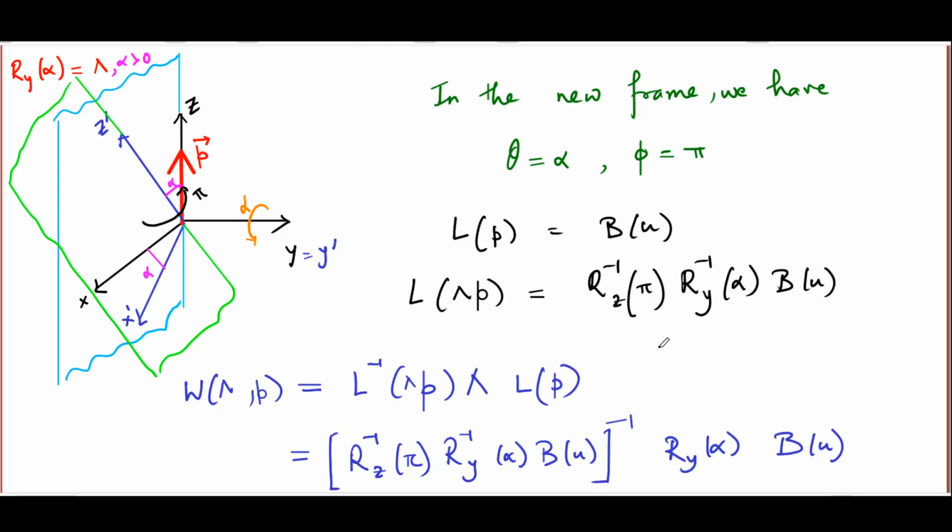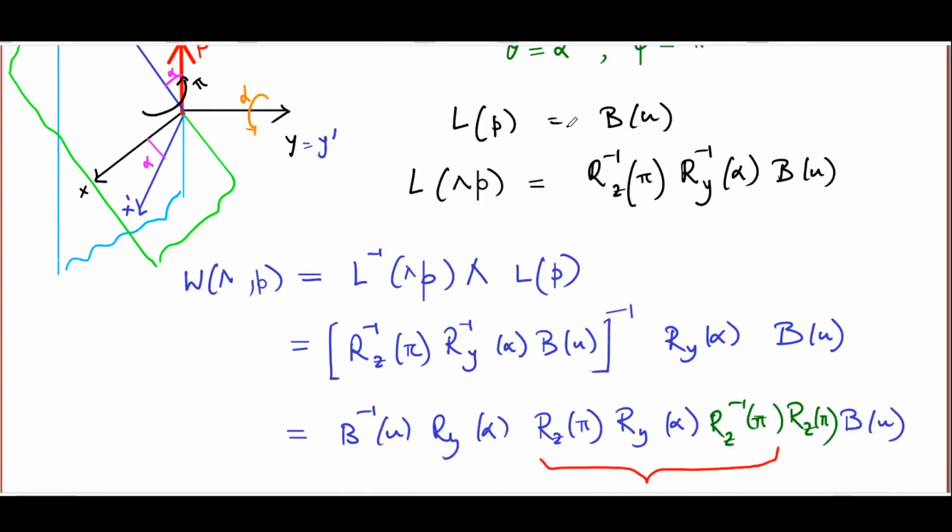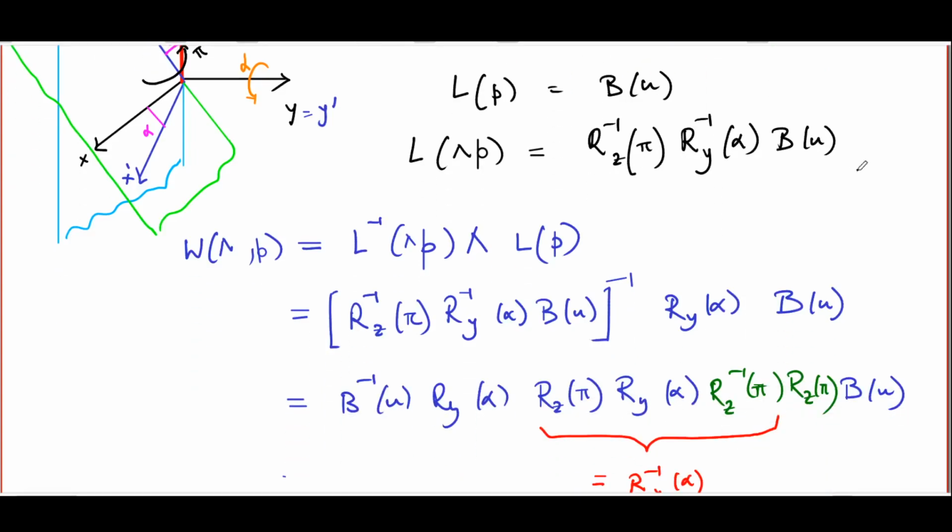Now, what about the little group element? To calculate W of lambda comma p, what we need to do is calculate L inverse lambda p times lambda times L p. L inverse lambda p, of course, is the inverse of this particular expression which I have plugged in here. Lambda is Ry of alpha, our rotation, and L p is just B of u. Now, using standard algebra, this becomes B inverse u, then Ry of alpha, then Rz of pi, followed by Ry of alpha and B of u.